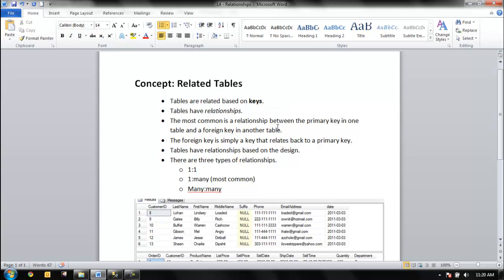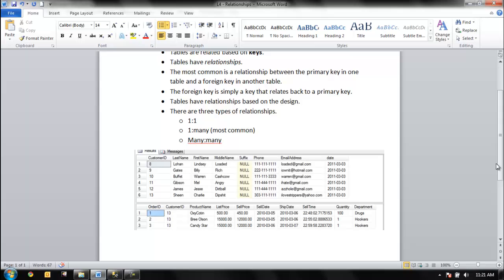The most common relationship is between the primary key in one table and a foreign key in another. A foreign key is simply a key that relates back to the primary key. If you're not getting that, or that didn't make sense, it will. Give it some time to sink in. Watch the video again until you get it. Take your time.